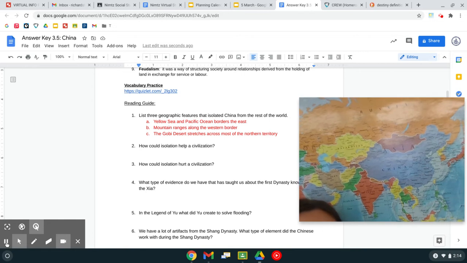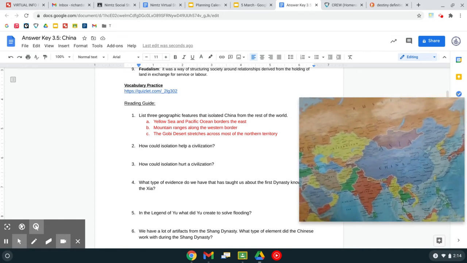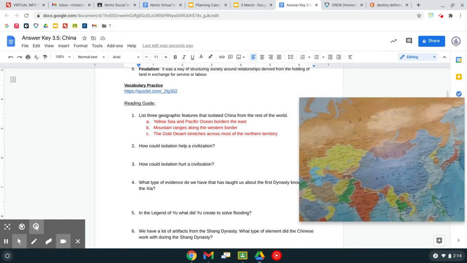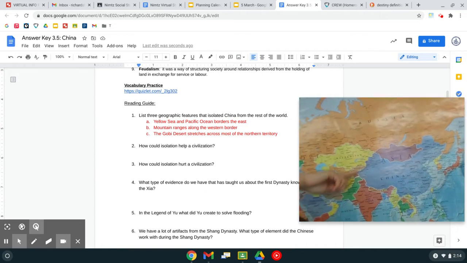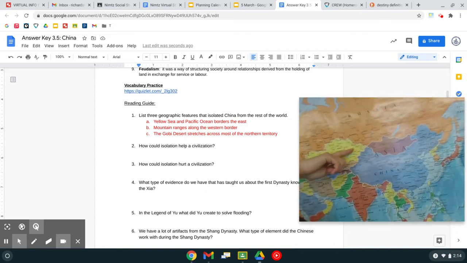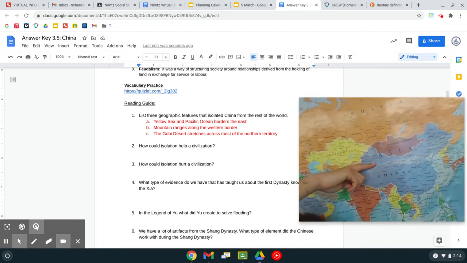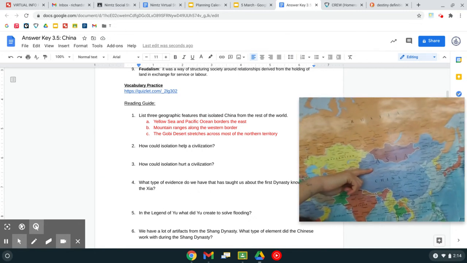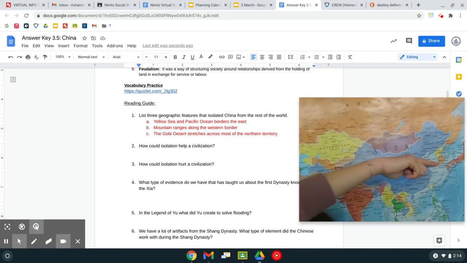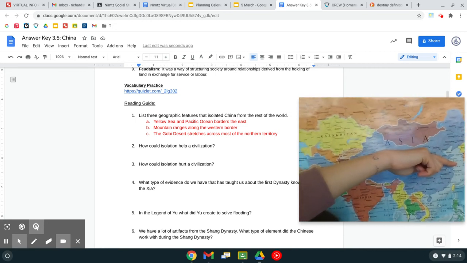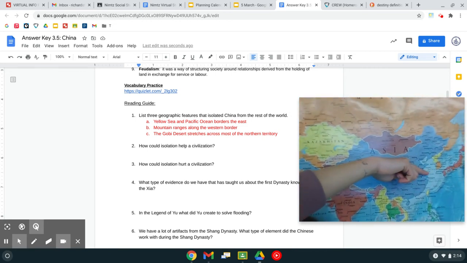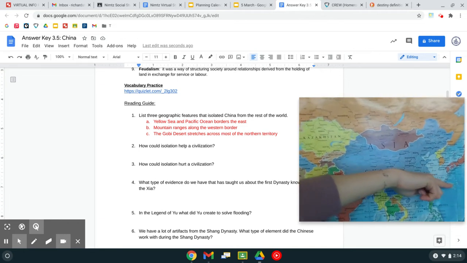All right, so here's my map in my classroom. Here's China. We have Russia up to the north up here. And then China's right here. So we have the Yellow Sea and the Pacific Ocean, which borders the east over here. This is the Yellow Sea, if you can see that. And then this is the Pacific Ocean here.